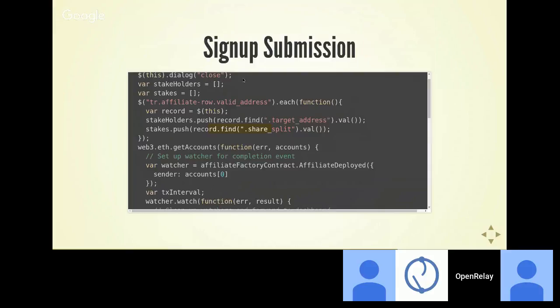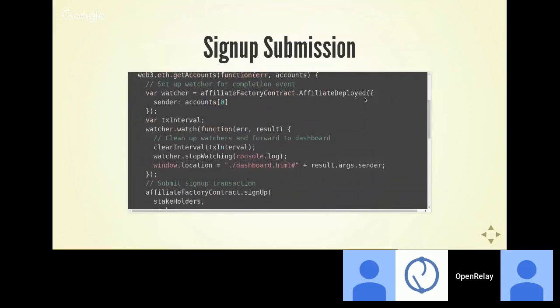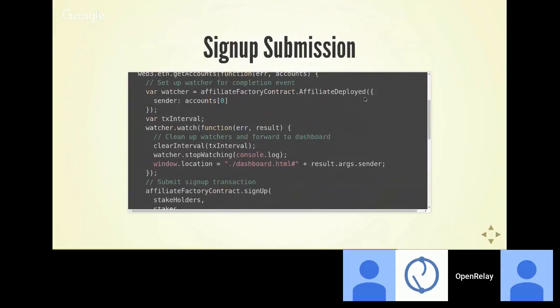Once we have our list of stakeholders and our list of stakes, we have to get the current account again. Right now, we're not doing a good job of keeping track of the accounts, so we have to query for them periodically. Most of the time, that's cached by your Web3 provider, and it doesn't have to go anywhere to get that information, so it's a cheap call to make.